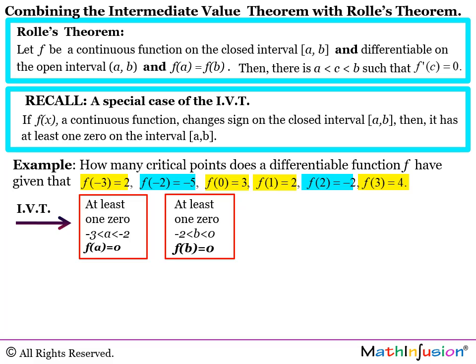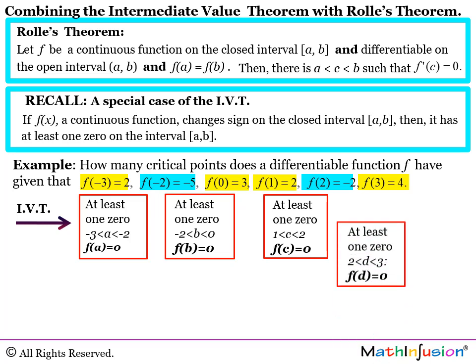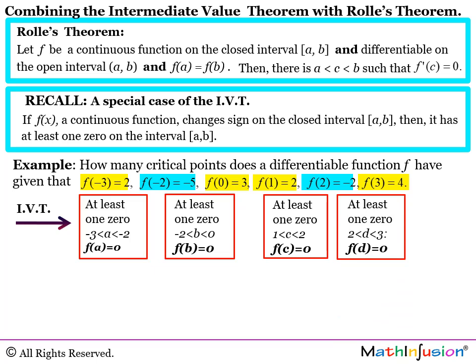Another change of the sign is on the interval [1, 2]. So there is at least one zero between 1 and 2. Let's say that this is c, so f(c) equals 0. Then the function changes sign between 2 and 3. So there is at least one zero between 2 and 3. We call it d, so f(d) equals 0.